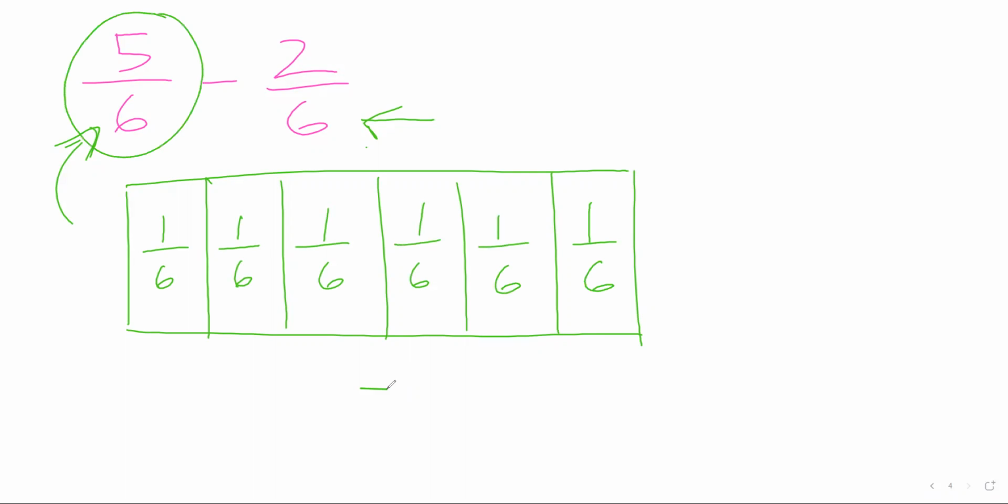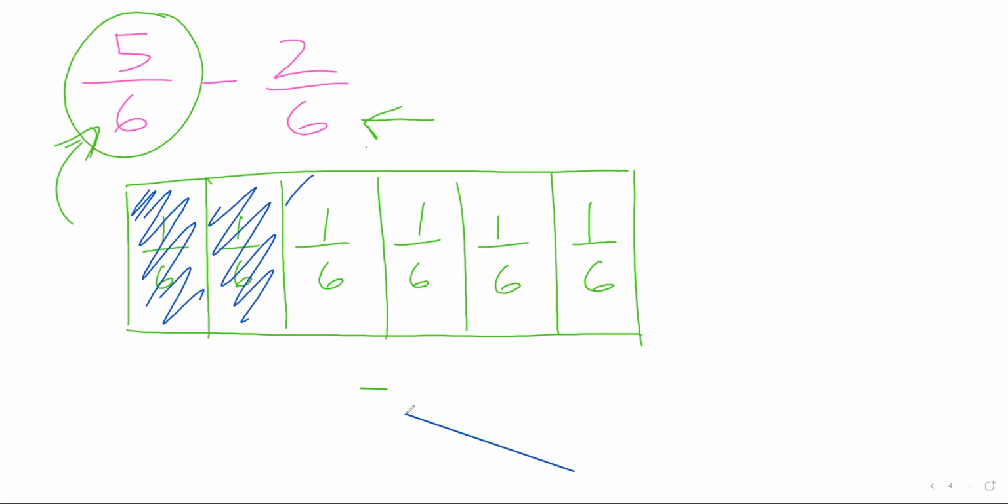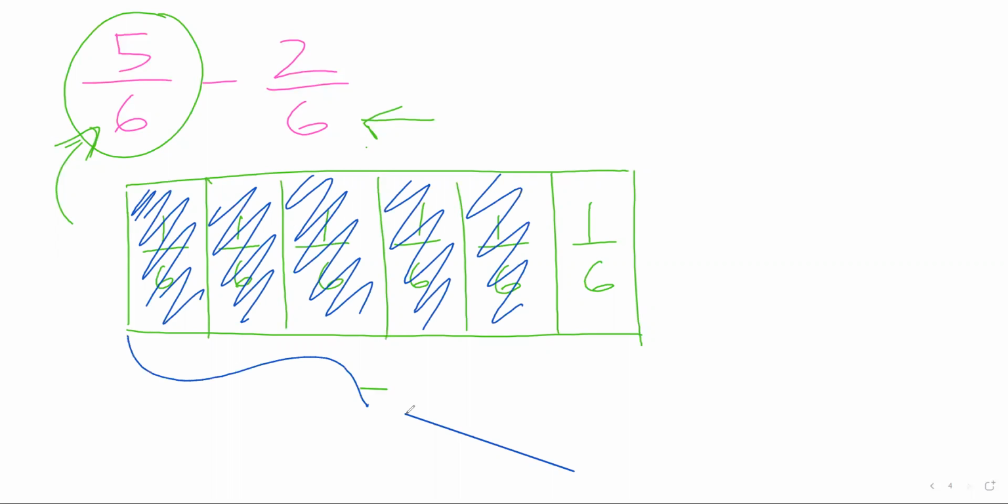So according to this, I need 5, right? So if I need 5 of them, I'm going to do that. I'm just going to say 1, 2, 3, 4, 5. So that's how many I have. And then in this case, we're going to subtract. So we're not going to shade in anymore. We're actually going to take them away.